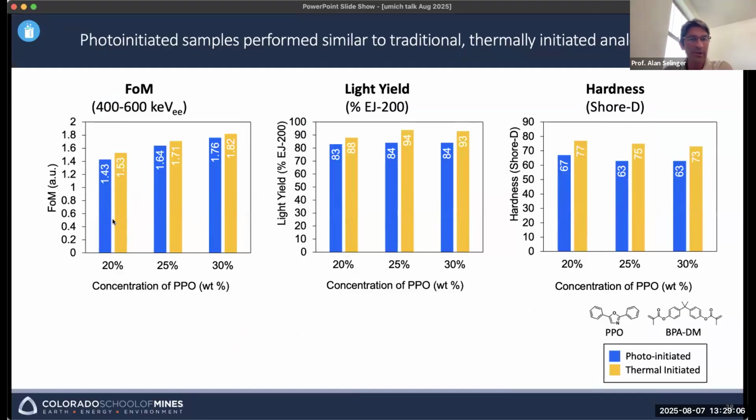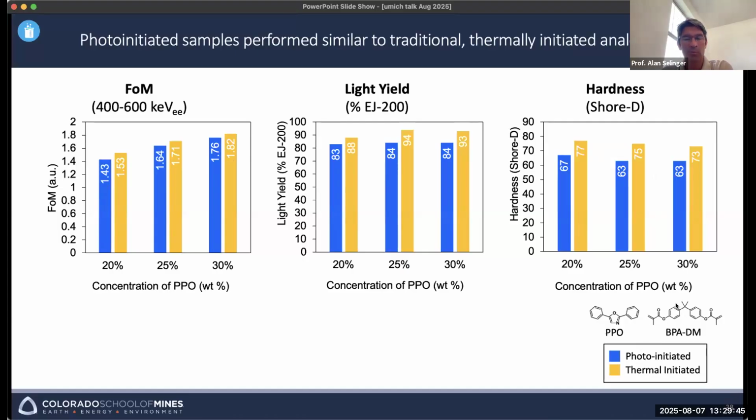So here are graphs that show in blue the photopolymerized samples, and in yellow basically the same amount of PPO dopant for thermal polymerized. So this is the figure of merit. A little bit less than the thermal initiated, but still very, very good. The light yield is also very good, and the hardness is also just as good. So this is all thermally initiated with some kind of a cross-linker.